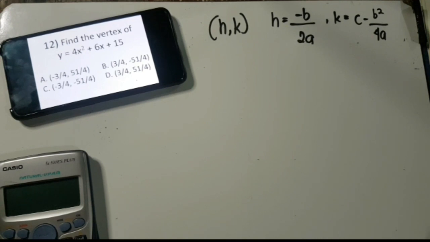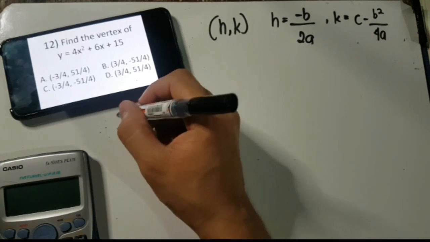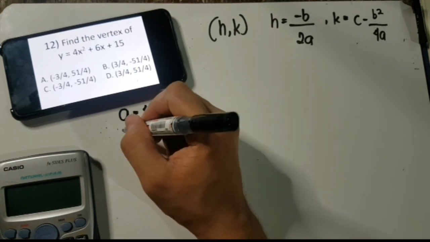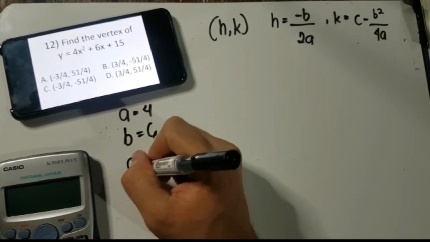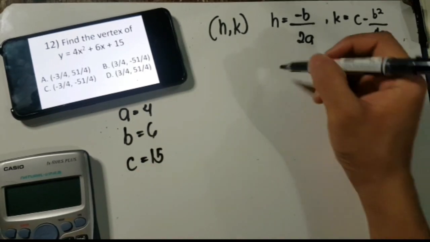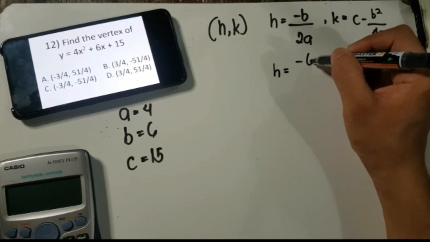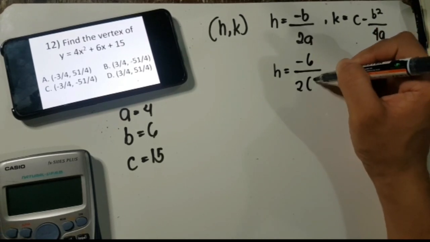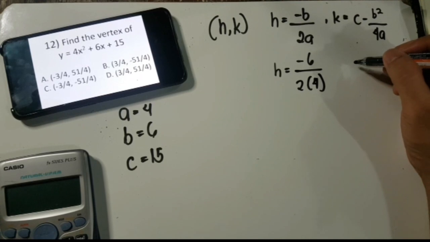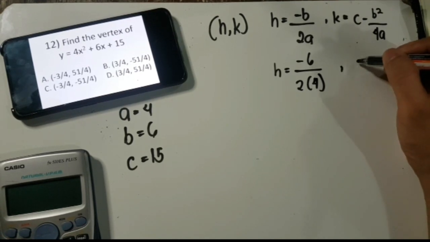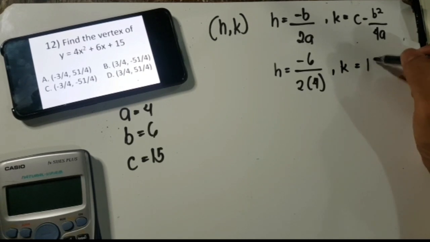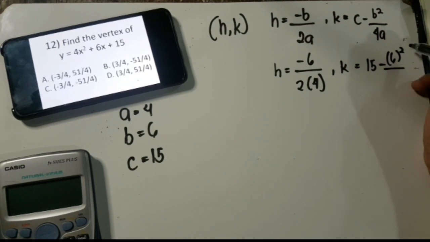Next, so, kuhanin natin yung mga numerical coefficients. So, a is 4, b is 6, and c is 15. So, substitute natin siya sa given natin. So, h is equal to negative 6 over 2 times 4. So, k is c, which is 15, minus b squared over 4a. So, 4 times 4.